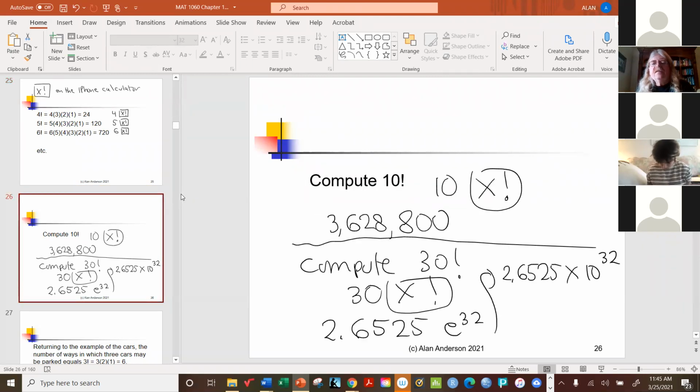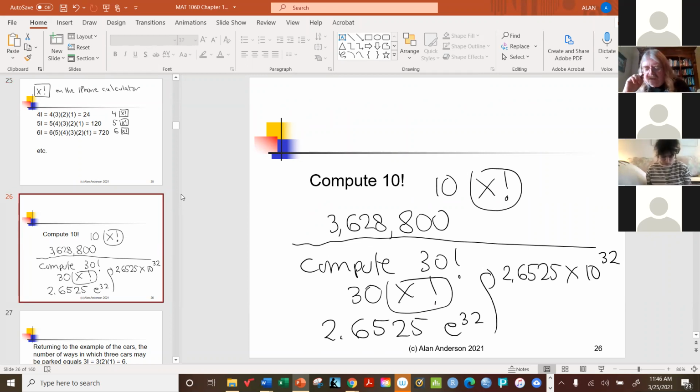Okay, so 10 factorial on your calculator will be 10 followed by the factorial key. And look how huge it's getting. Over 3 million. Well, that was fast. 6 factorial was 720. 10 factorial is over 3.6 million. And if you think that's big, let's try 30 factorial.